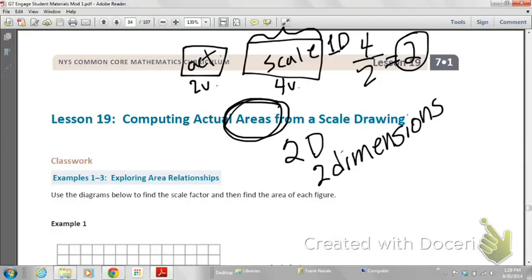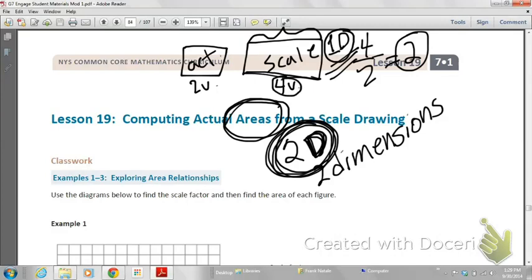But always remember, and this is what's going to make a huge difference when we get to a part of this lesson that may seem a little bit confusing to some, a straight line, like the side of a rectangle, is a one-dimensional measurement. Four units, the side is a one-dimensional measurement.